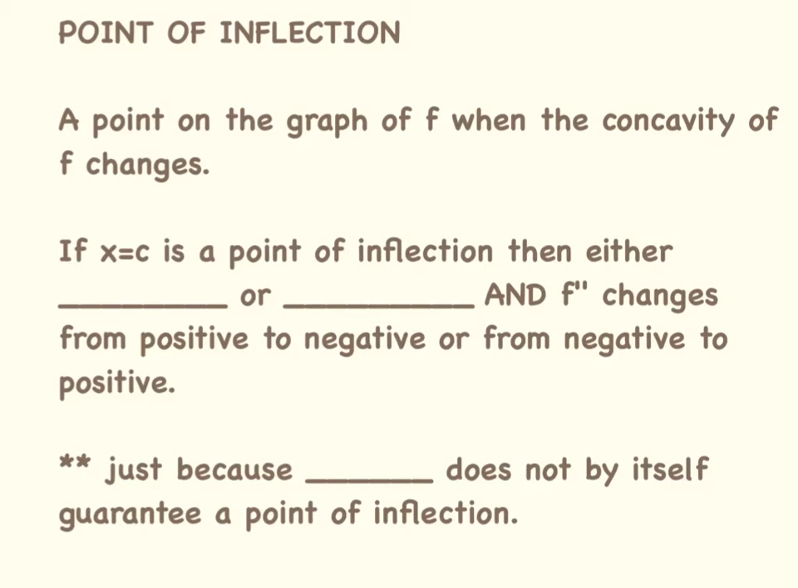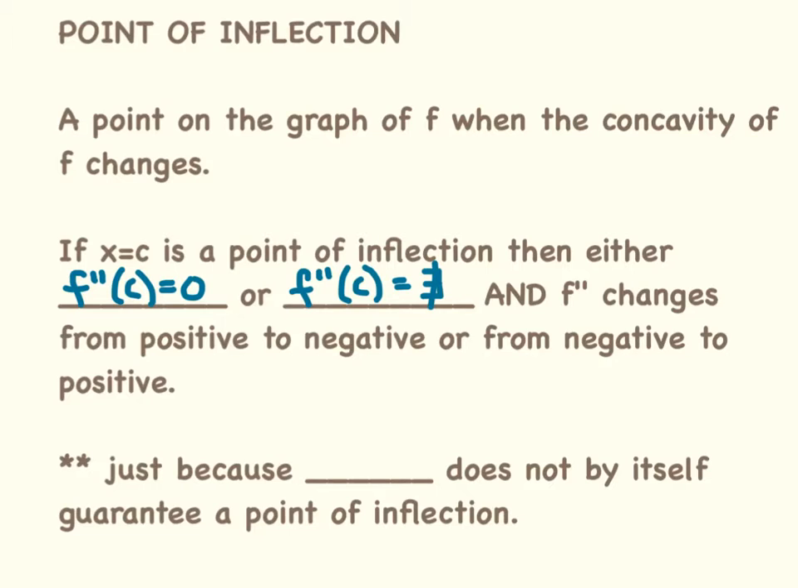We'll go back to some formal definitions here. A point of inflection, as we hit on in the first slide of the night, is a point on the graph of f where the concavity of f changes. So if x equals c is a point of inflection, then either f double prime of c equals 0, or f double prime of c is undefined, in other words, doesn't exist. That rings a bell from last night. That's what we would call a critical point.